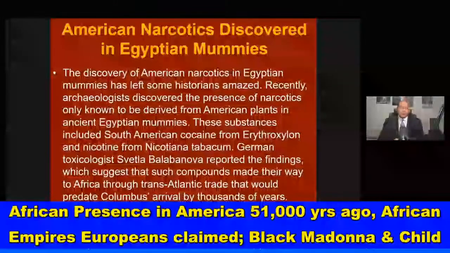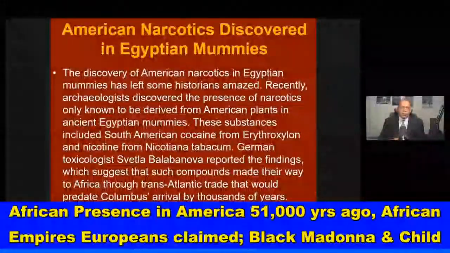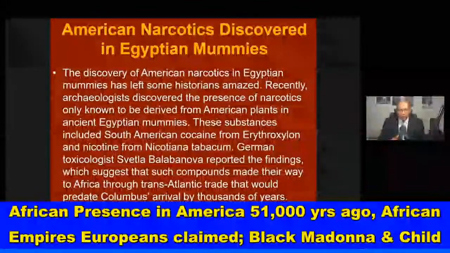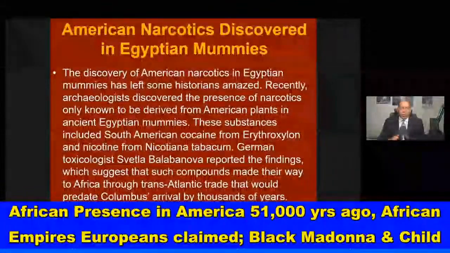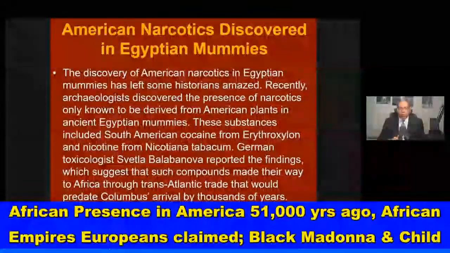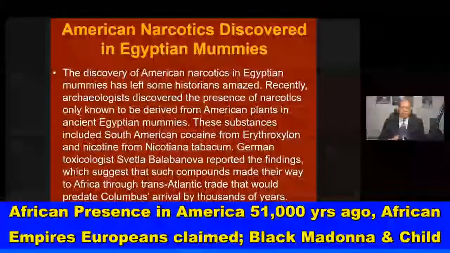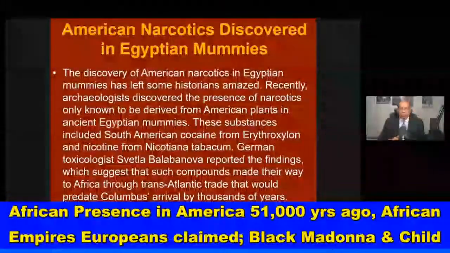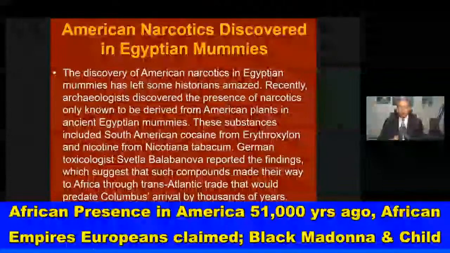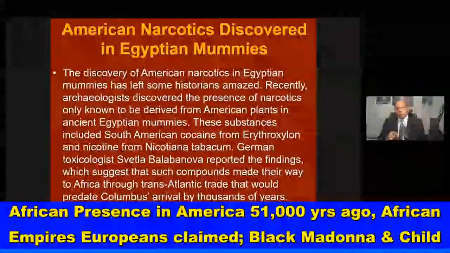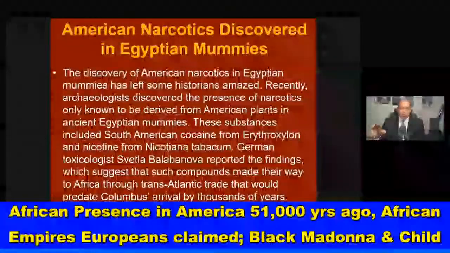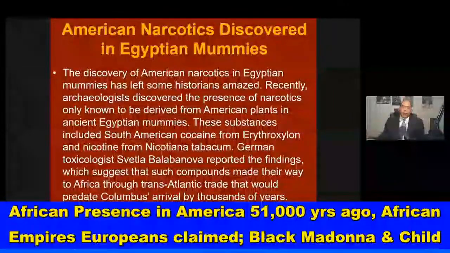Recently, archaeologists discovered the presence of narcotics only known to be derived from American plants in ancient Egyptian mummies. These substances included South American cocaine from erythroxylon and nicotine from Nicotiana tabacum. German toxicologist Svetla Balabanova reported the findings, which suggest that such compounds made their way to Africa through transatlantic trade that would predate Christopher Columbus' arrival by thousands of years.